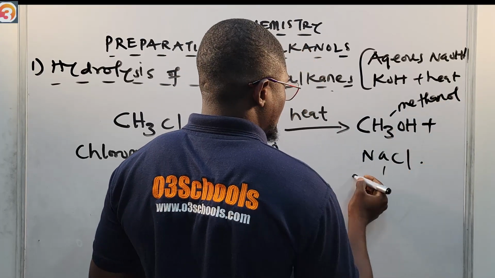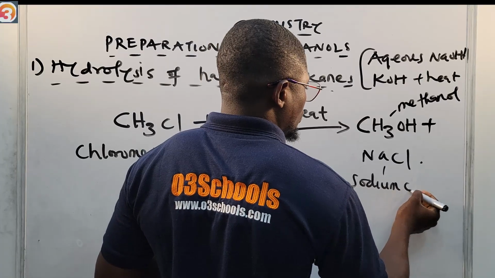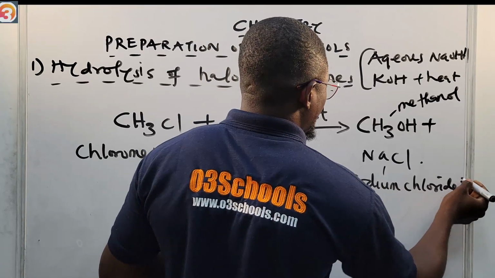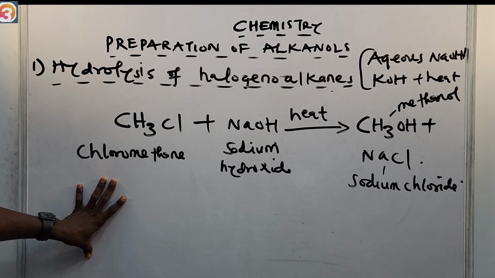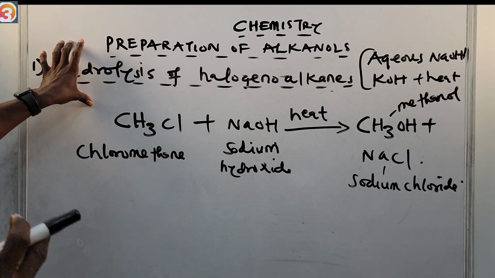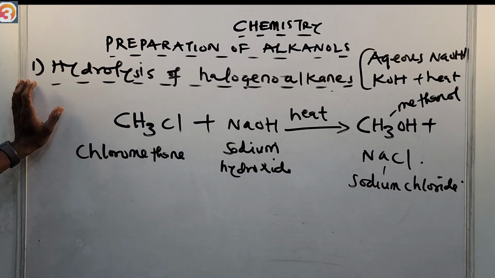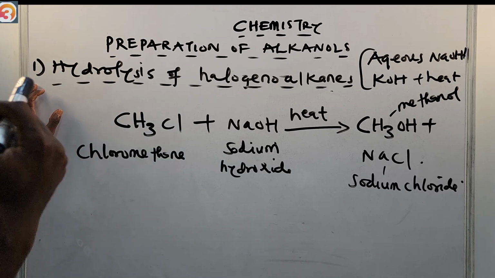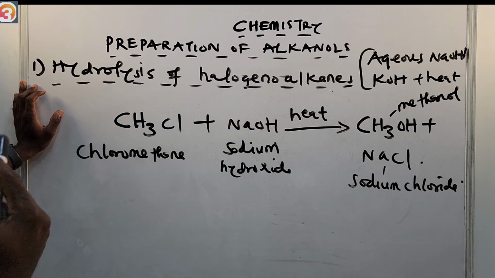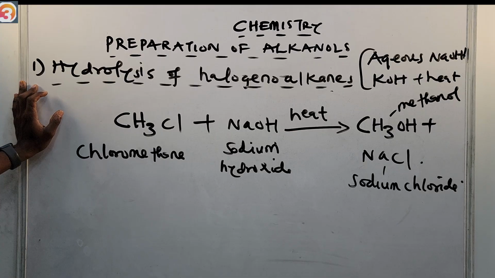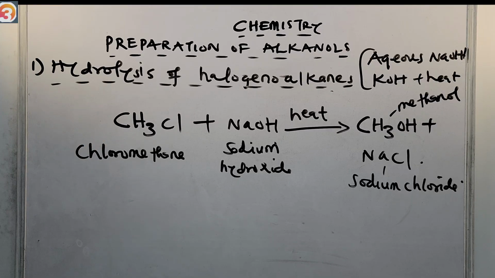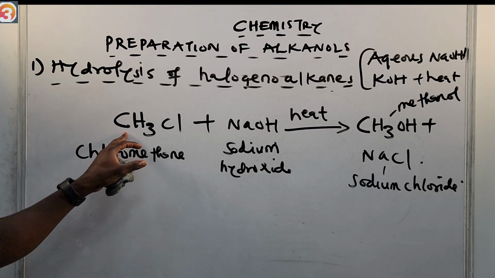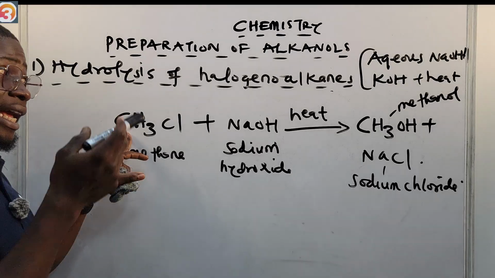This is our methanol, and this is our sodium chloride. So this is what happens when hydrolysis happens on a halogenalkane. Hydrolysis is the process of preparing an alkanol from a halogenalkane. Take note of that. That is hydrolysis.